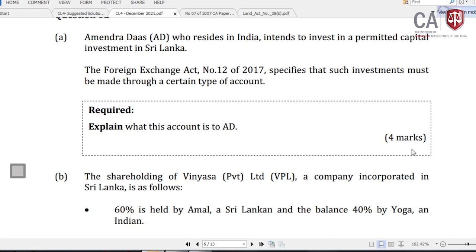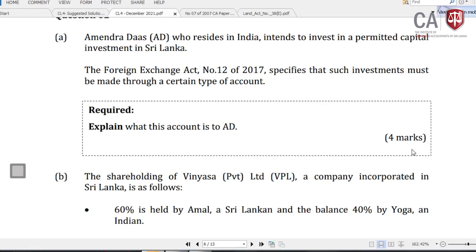And since they have allocated 4 marks, include points to attract all 4 marks. So first you mention the type of the account, inward investment account, and then you explain that it's a special account designated for eligible investors to bring their investments into Sri Lanka. And apart from that, don't forget to mention that whatever returns or income you generate from your investment, and even the disposals of your investment, the proceeds must be credited into this inward investment account, because through that account only will you be able to withdraw your money.